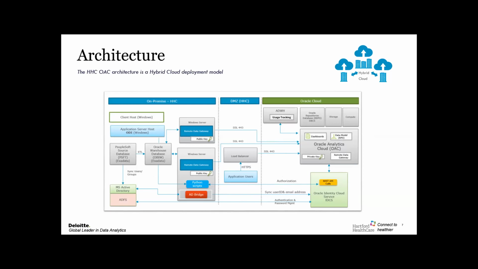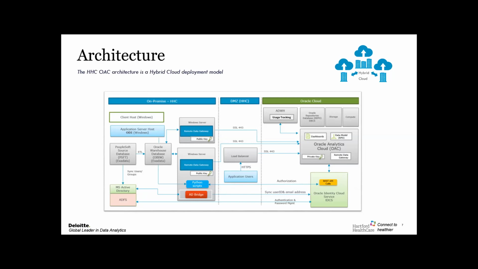And we have 11G servers where our ETL, ODI, is installed, and ETL pulls the information to our data warehouse, which is also on-prem. Apart from that, we have a couple of machines where the remote data gateway is installed, and also some Python scripts and AD Bridge configured. I'll go through this part in detail in the next few slides. This is more or less related to security.